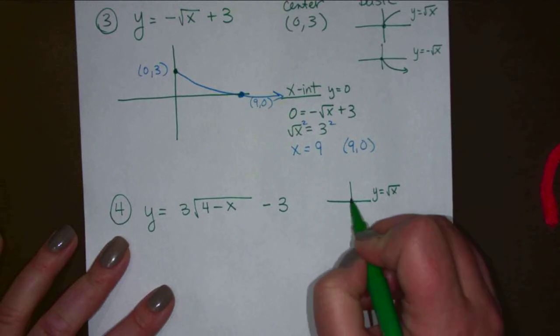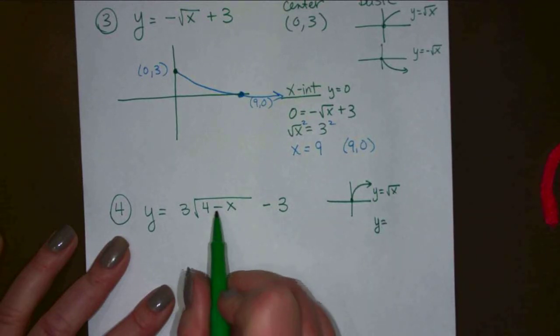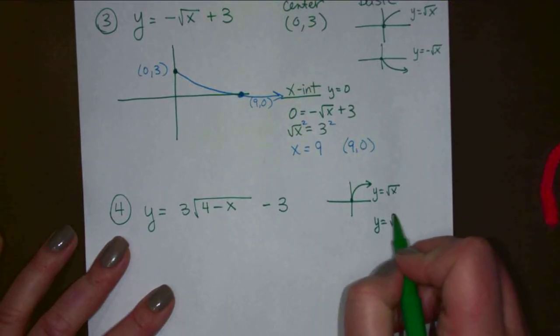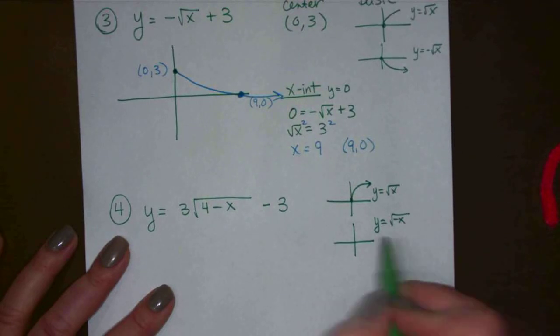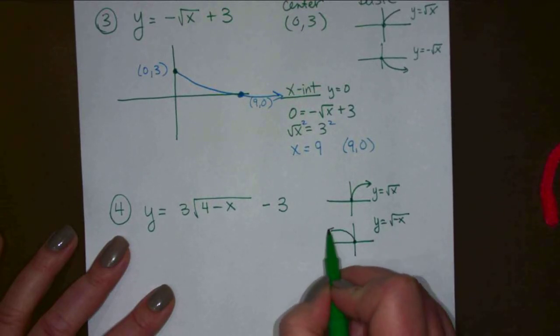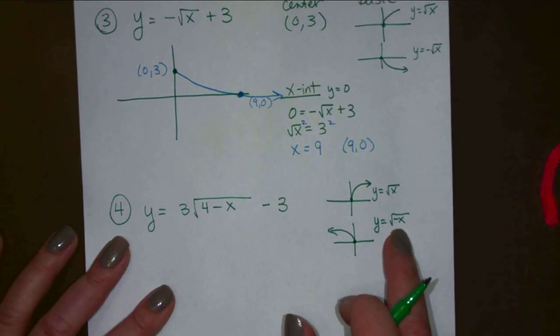Here's root x. What do we have in this one? There is a minus in front of the x that's under the root. Do you see it? Minus in front of the x that's under the root. So that is a flip. That's this one. Do you remember which way it goes? So instead of down, which would be in front, it goes this way. So that's our basic graph. It's a reflection about the y-axis when the minus is under the radical sign.